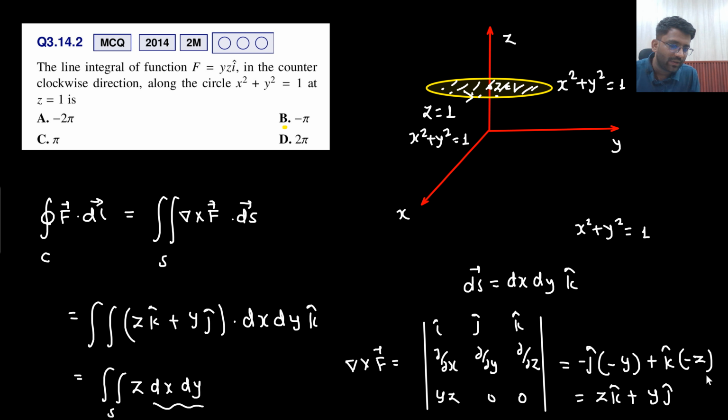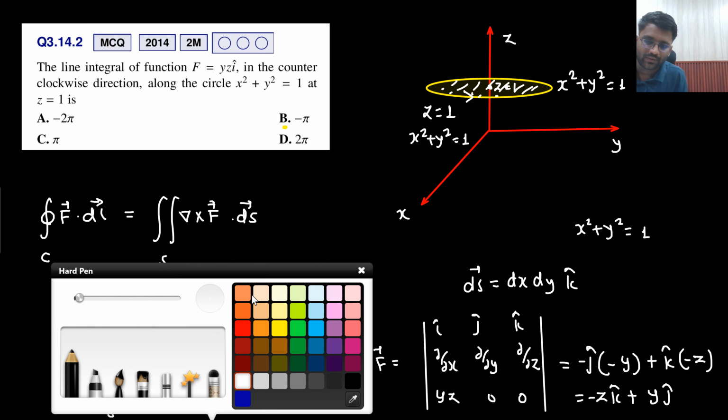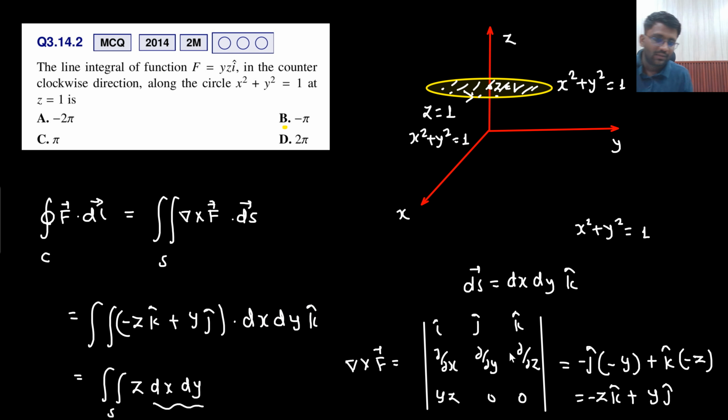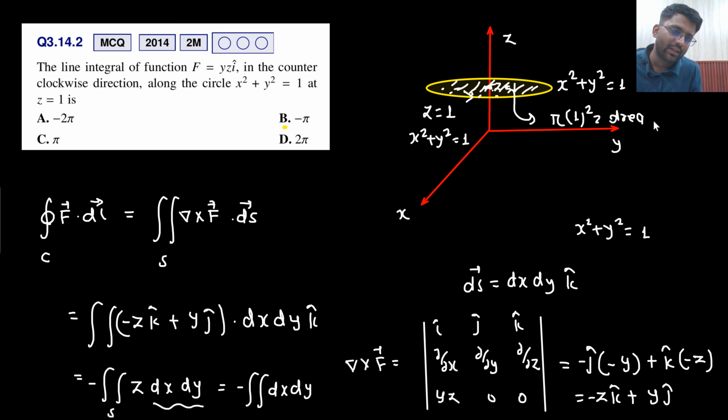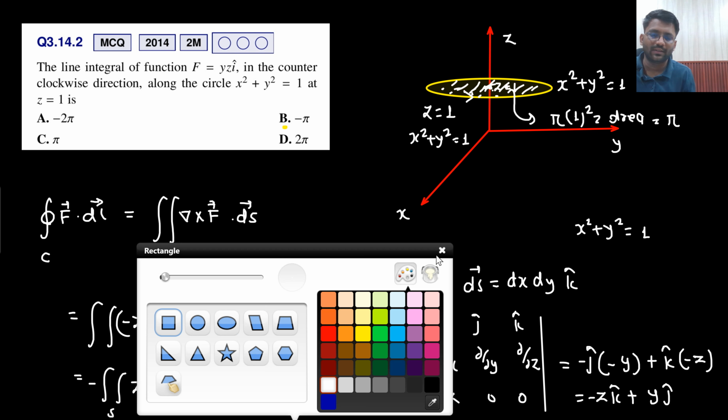And for k cap it is coming out to be a negative sign. If you calculate this curl, it is coming out to be minus z k cap. So one negative sign we have. Over this surface area, the value of z is 1 only. So this can be replaced as minus double integral dx dy. That means they are simply asking about the surface area of this. What is the surface area? That is nothing but pi r square, so the area is pi, but the negative sign will be outside. So the answer is minus pi. Understandable?